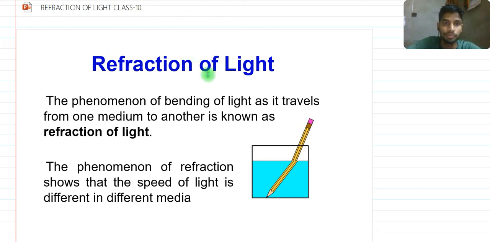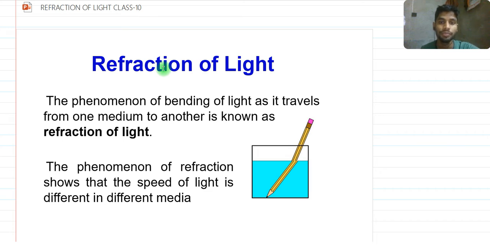So today we are going to start a new chapter, refraction of light. Refraction of light is a phenomenon. Light can penetrate into some medium like glass or water, and the transmission of light through this medium is called refraction basically, and it has some properties also.